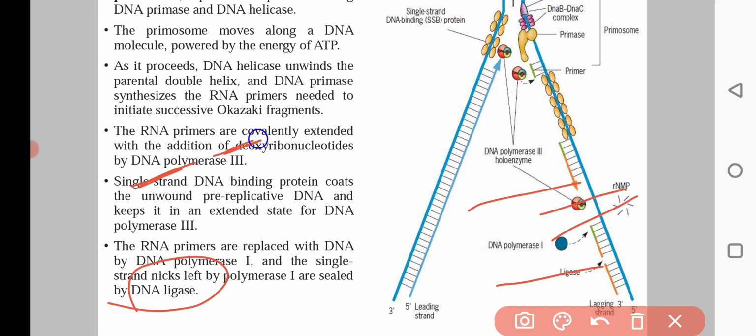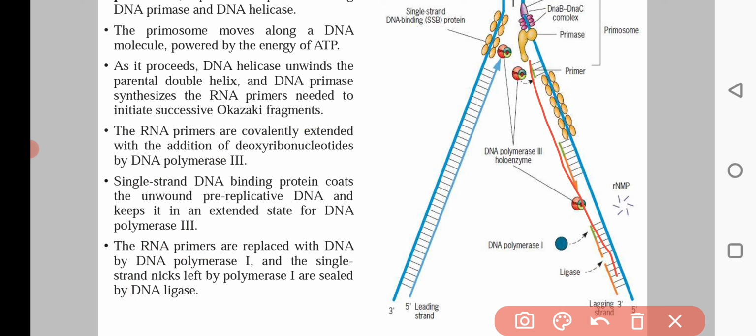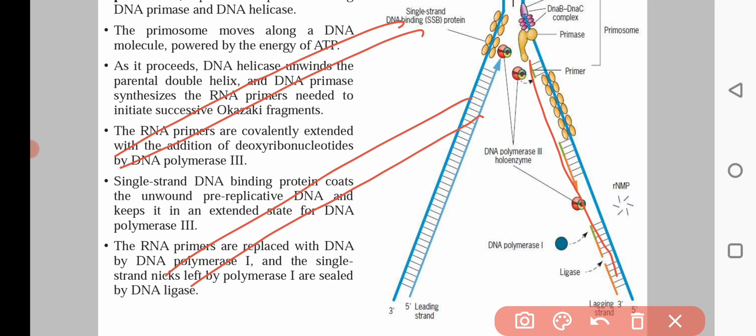So suppose these are the Okazaki fragments. After that they all get sealed with the help of DNA ligase enzyme. After that it will be a continuous molecule, and after synthesis these two completely synthesized DNA molecules will form from the one DNA.